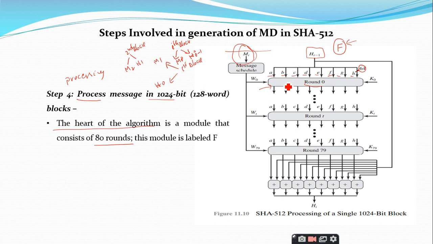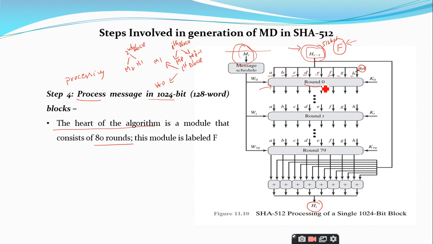Let me explain this. Each round takes as input the 512-bit buffer value, represented as A, B, C, D, E, F, G, H, and updates the contents of the buffer. How it is going to update, this is the output here, that we will see. At input to the first round, the buffer has the value of the intermediate hash value, that is Hi minus 1.